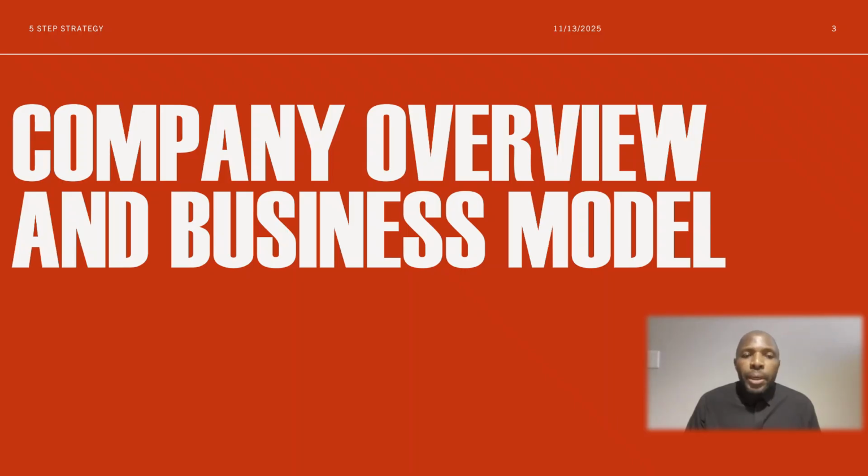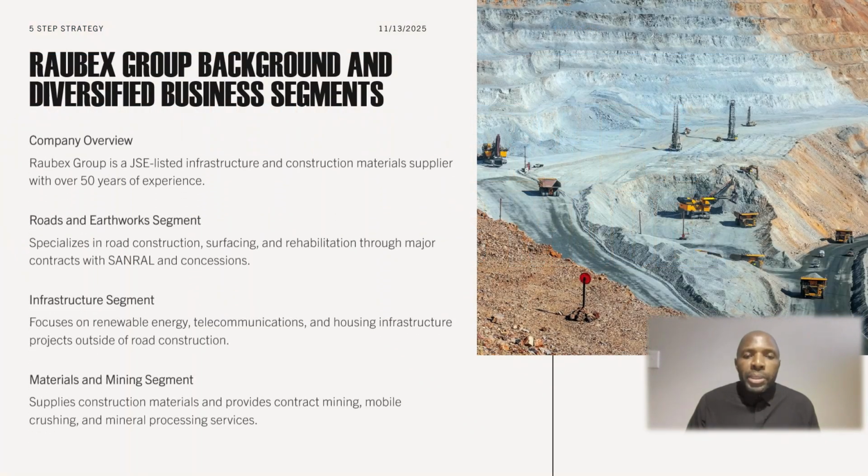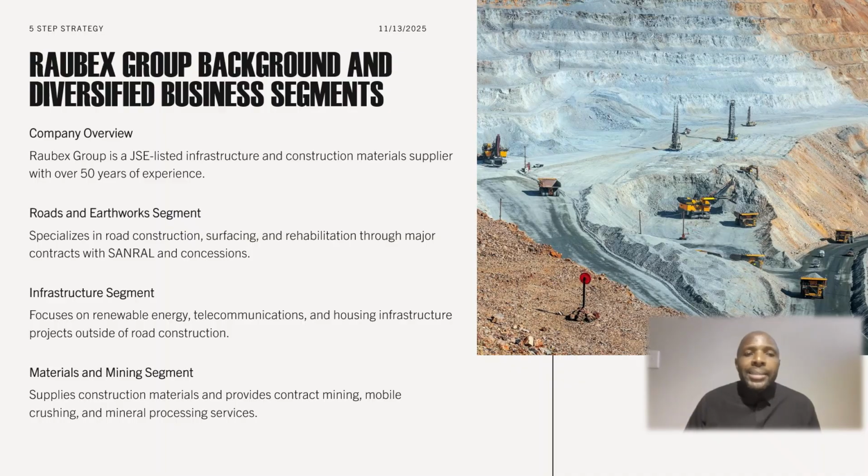Let's dive deeper into the company overview and the business model. So Raubex exists and is also listed on the JSE as an infrastructure and construction materials supplier with over 50 years of experience, by the way. Roads and earthworks segments, that's where they operate, and then they're also in the infrastructure segment. They are also in the materials and mining segment, where they own some mines as well.